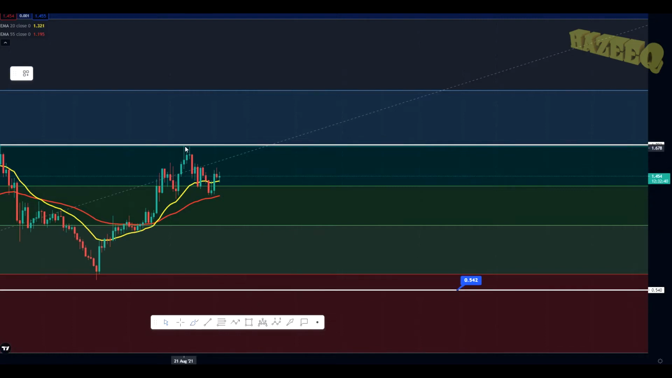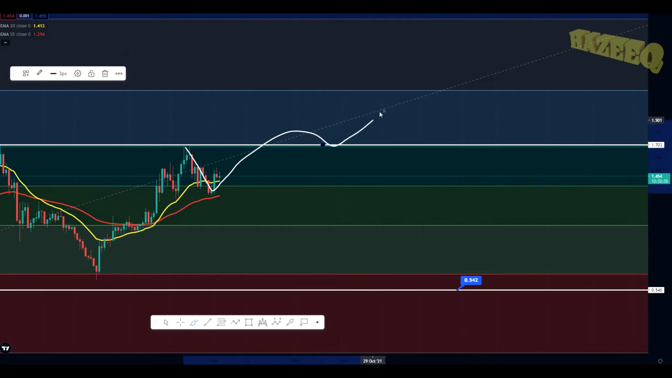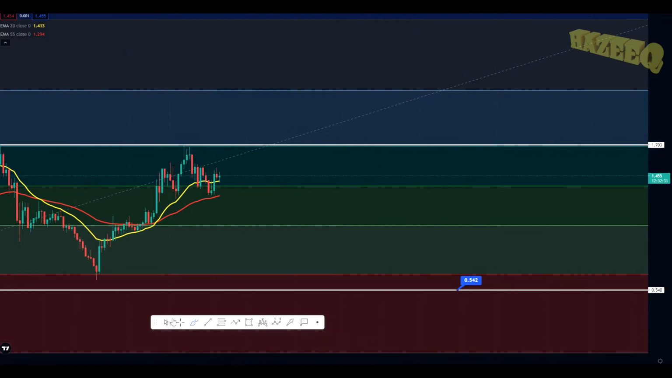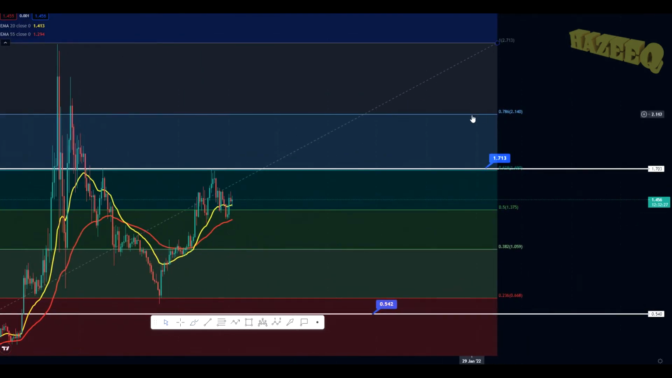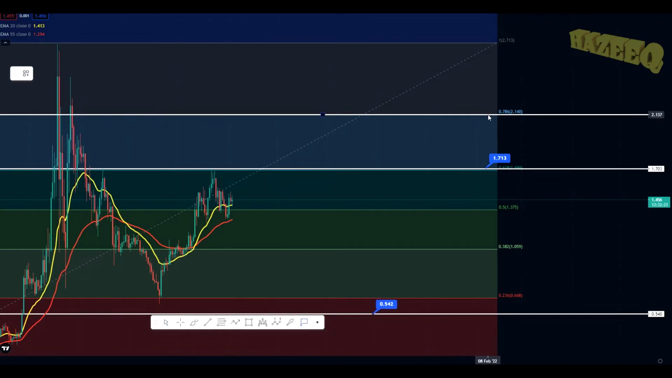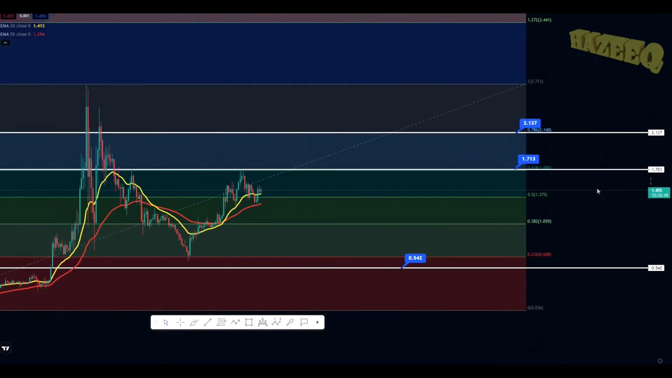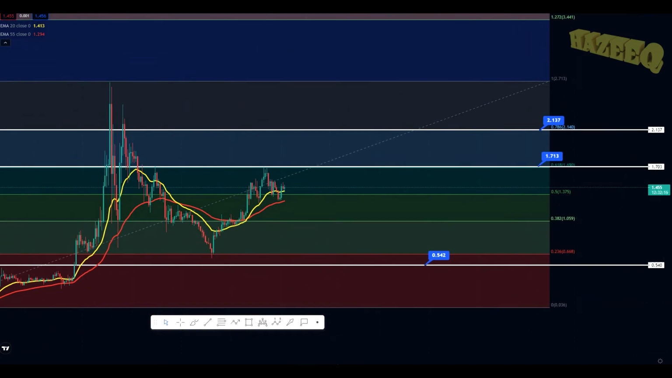So now potentially we had our little pullback, and now we're looking for another impulsive wave after the retest of support, and we're going to take out the 0.786 on the fib, okay? And the 0.786 on the fib, if you start breaking the 0.618, would be $2.14, okay? That is our next target for our next impulsive wave, hopefully, if we don't get screwed over by Bitcoin.